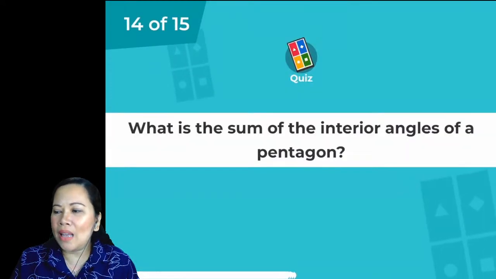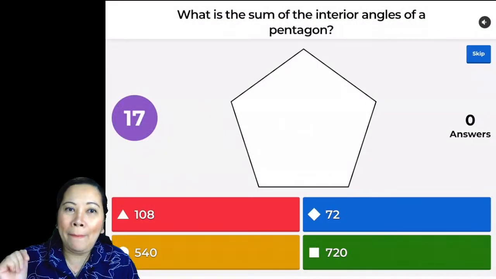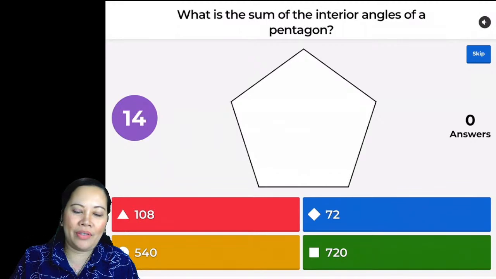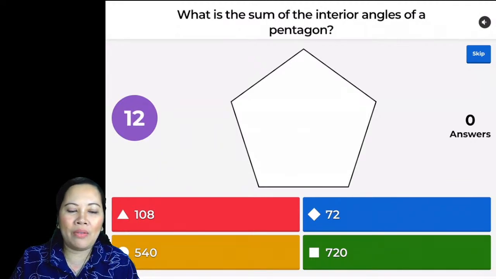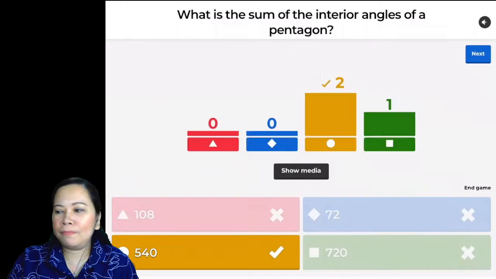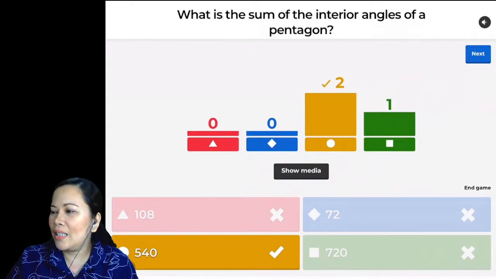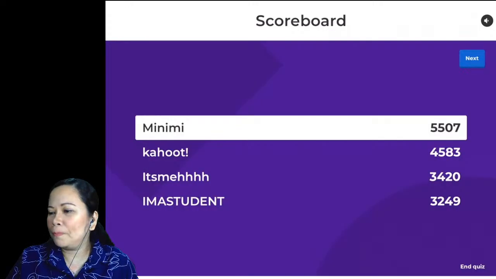What is the sum of the interior angles of a pentagon? Pen means 5. Pentagon means 5. What is the sum? Yes, the correct answer is 540. That is correct. Well done, well done.